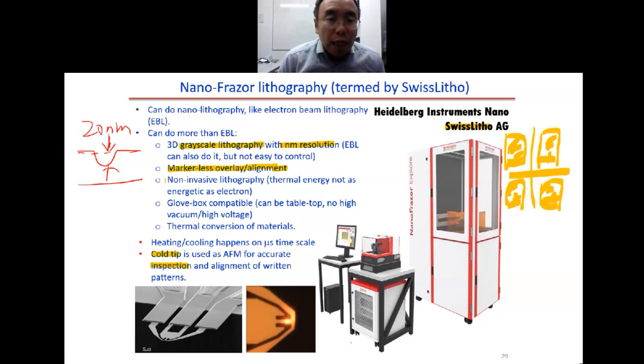It is non-invasive lithography. We have thermal energy. It only has local heating, thermal energy, no energetic electrons or ions. It can be made tabletop because we do not need a high vacuum or high voltage. We can also do the thermal conversion of the materials. So here we do the removal. We can also do the conversion of the materials. So the heating and the cooling take about microsecond time scale.